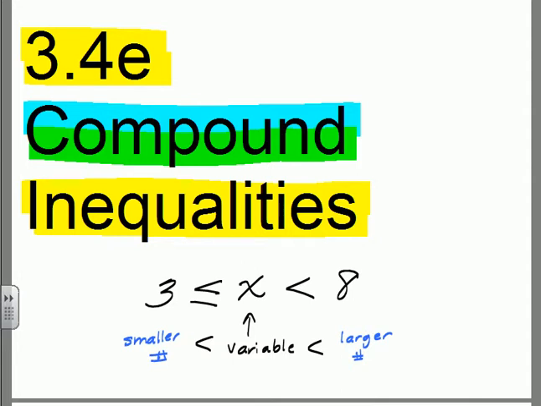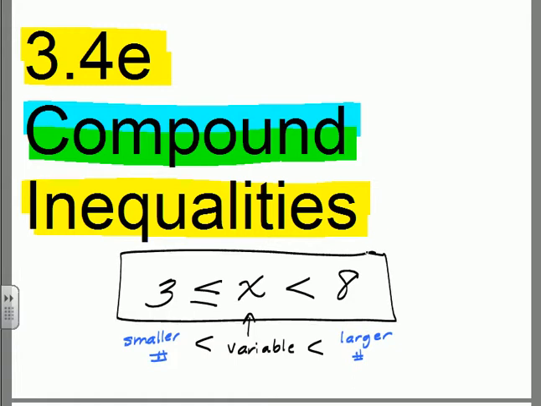Okay, we're still taking a look at inequalities. In 3.4e, we're going to be looking at something that I call compound inequalities. And what those are going to look like, what you see down below here, this in fact is what the answer to a compound inequality is going to look like.